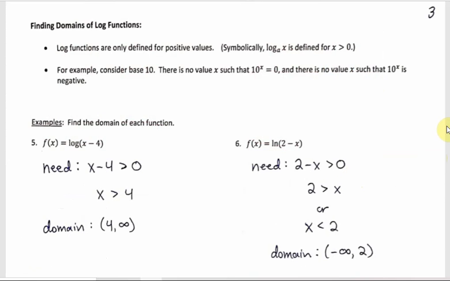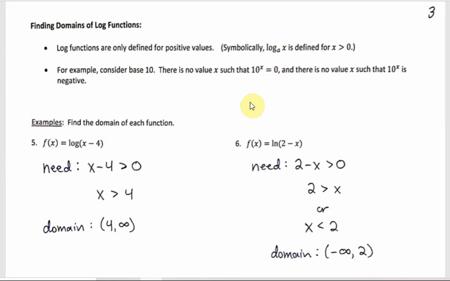As far as finding domains is concerned, this is the whole thing right here: log functions are only defined for positive values. Think about it this way. I stuck in a specific base here. There's no value that you can raise 10 to in order to get 0. You can get really little positive numbers. If you had some negative number with a giant absolute value, like 10 raised to the power of -500, that's going to be a tiny number that's very slightly positive, right? It's just going to be a little bit above 0. But you can't get 0.